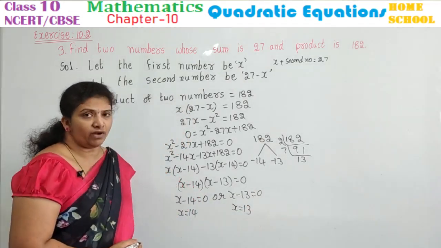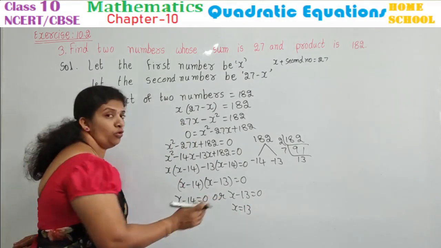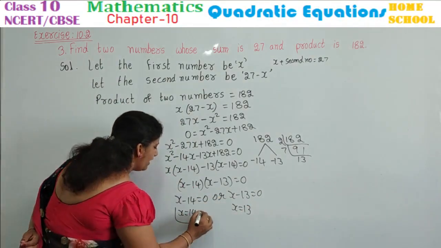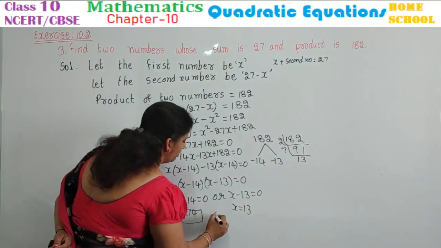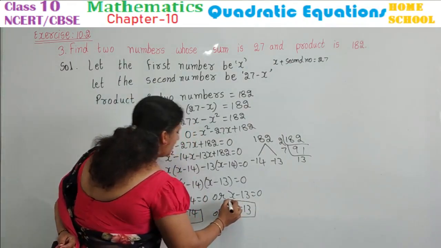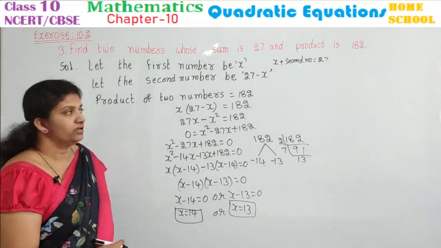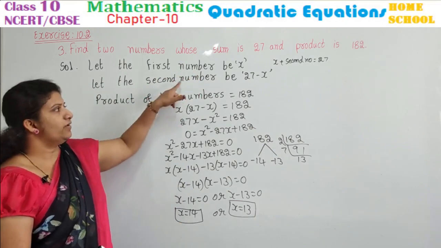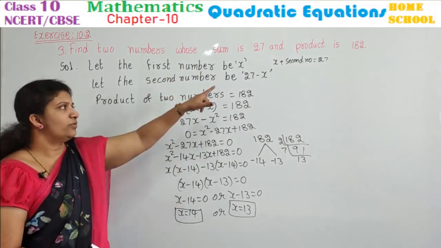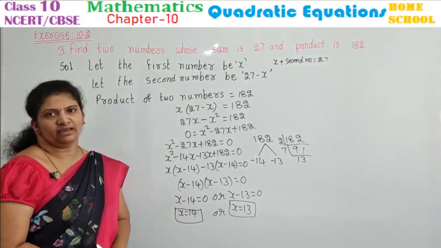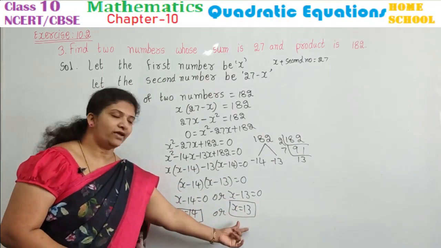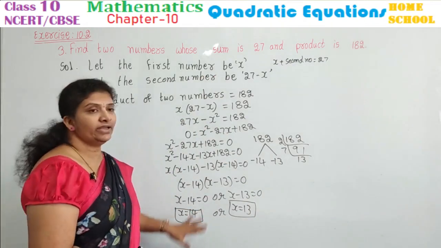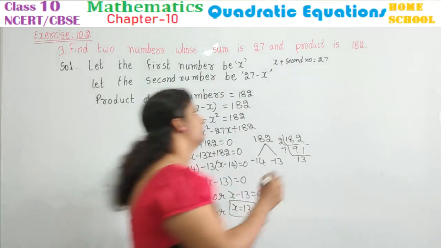What are the roots of the quadratic equation, children? We got two positive roots. Therefore, x is equal to 14 or x is equal to 13. Suppose your first number if I take 14, then what will be the next number? 27 minus 14, it will be 13. Or if I take first number 13, second number will be 14. You need to solve two cases.